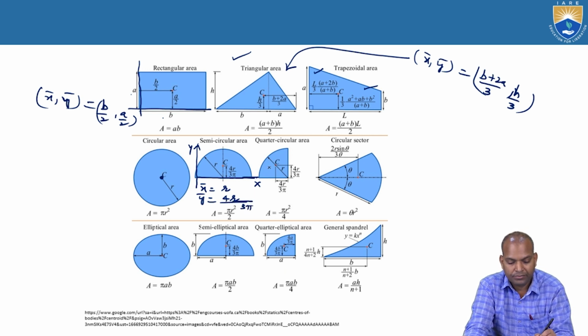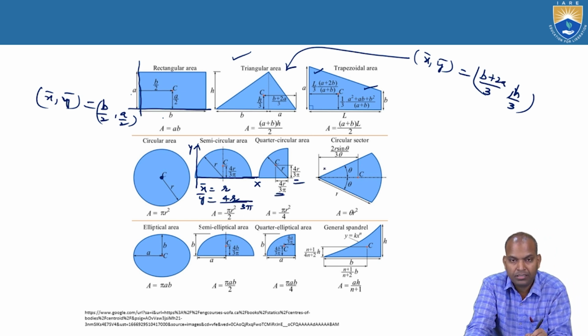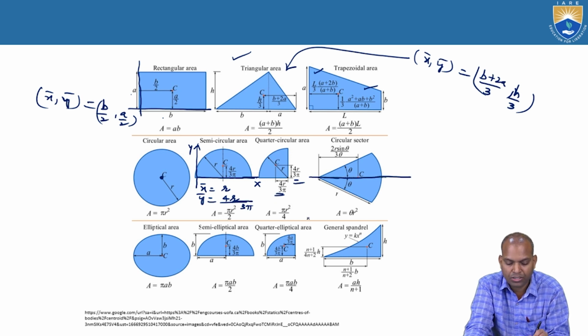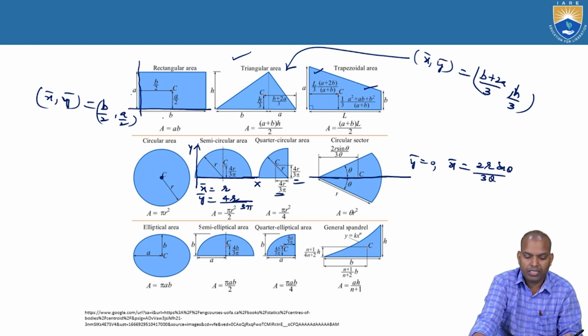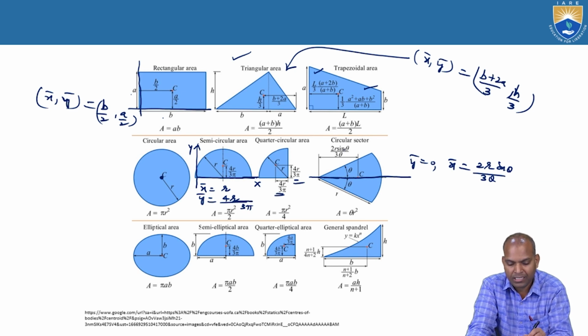Okay, for the quarter circle area, both bar x and bar y are 4r by 3 pi. If you consider the circular sector, bar x is passing through the centroidal distance. So bar y equals 0 and bar x equals 2r times sine theta by 3 theta. What about theta? What is the unit for theta? Here, theta is in radians.